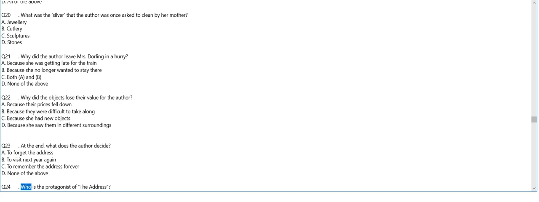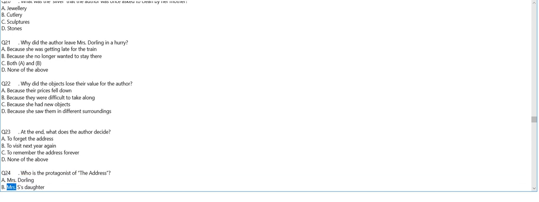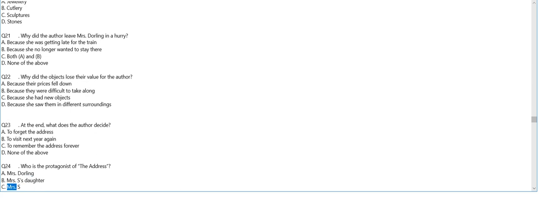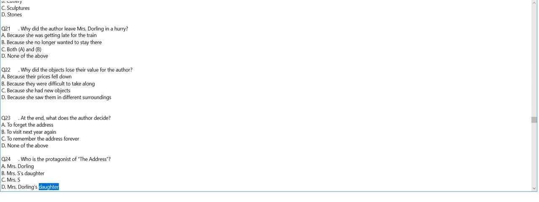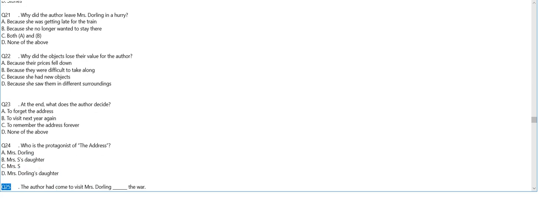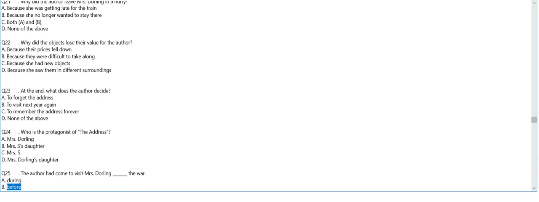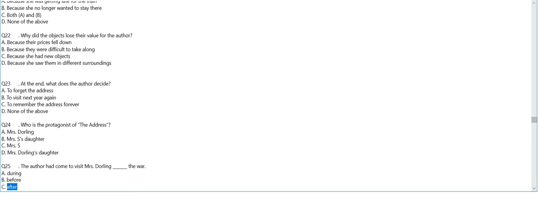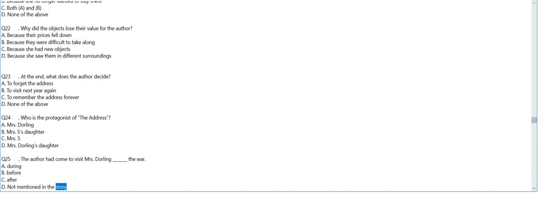Q24. Who is the protagonist of the address? A. Mrs. Dorling. B. Mrs. S.'s daughter. C. Mrs. S. D. Mrs. Dorling's daughter. Q25. The author had come to visit Mrs. Dorling ____ the war. A. During. B. Before. C. After. D. Not mentioned in the story.